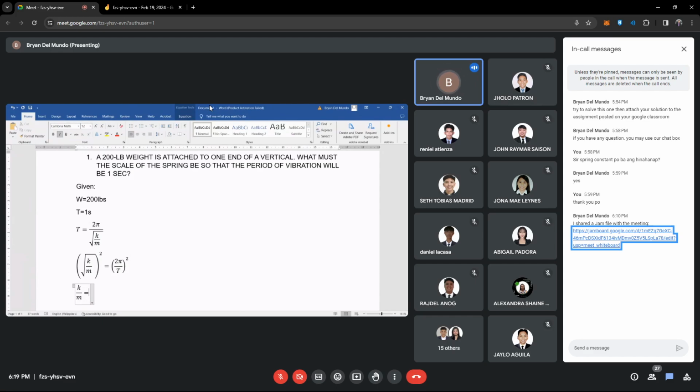this is equivalent to 2 pi over T, or yung given natin na 1 second. So we can substitute also the value of weight, or let's try to simplify this first by isolating the value of k. Ililipat lang natin yung m dun sa kabila. So magka-cross multiply lang tayo.